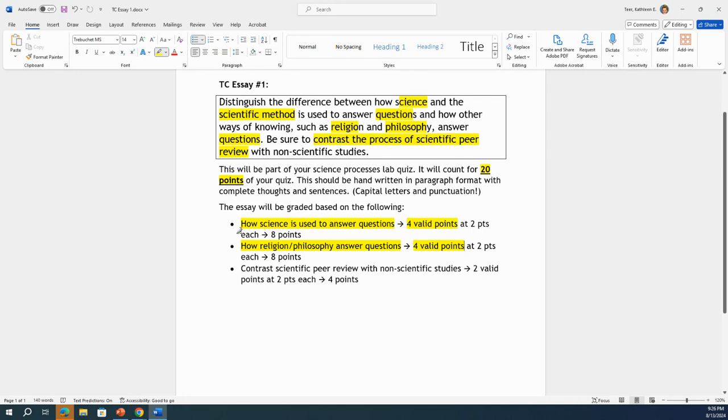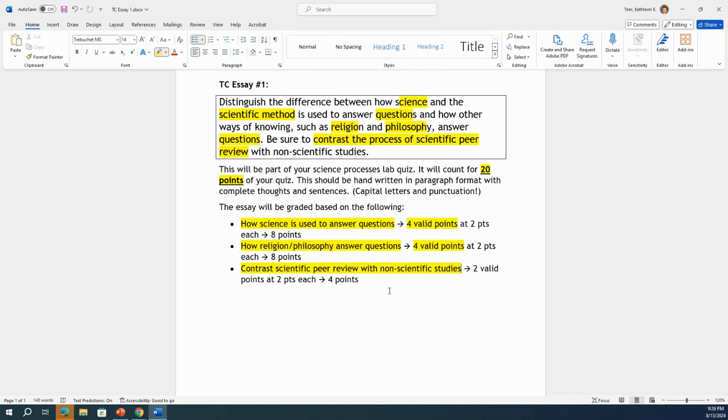So just by saying that science tests in order to answer questions and religion is based on faith to answer questions, that right there would have earned you 1 point here, 1 point here, for a total of 4 points, okay? And then the last part is comparing and contrasting peer review. If you go back to this slide and listen to what I said about peer review, that should help you answer that question, okay?